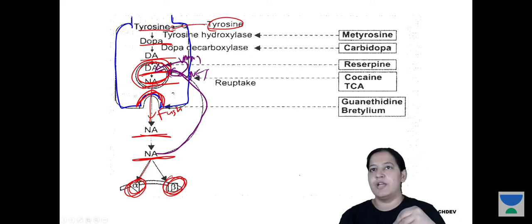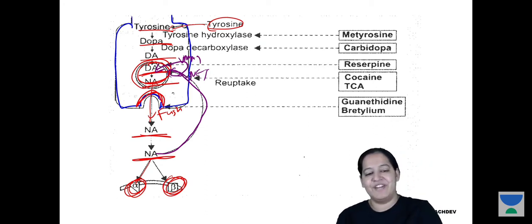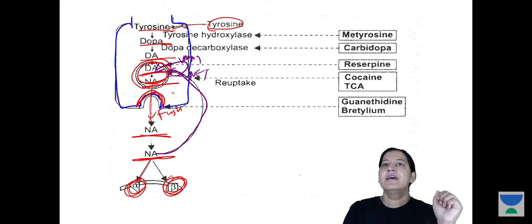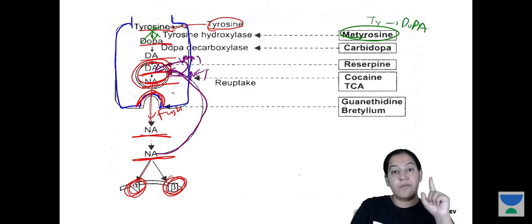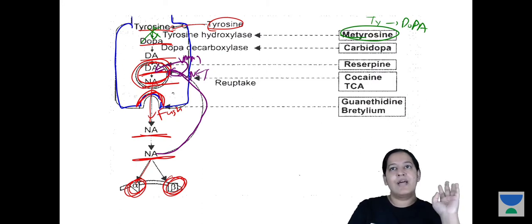Now let me tell you the various poisons. Let me summarize it. The first poison is metyrosine, which inhibits this conversion, tyrosine to dopa. So tyrosine to dopa is inhibited. That is the rate limiting step in the whole process. So that is metyrosine. The second poison here is carbidopa.